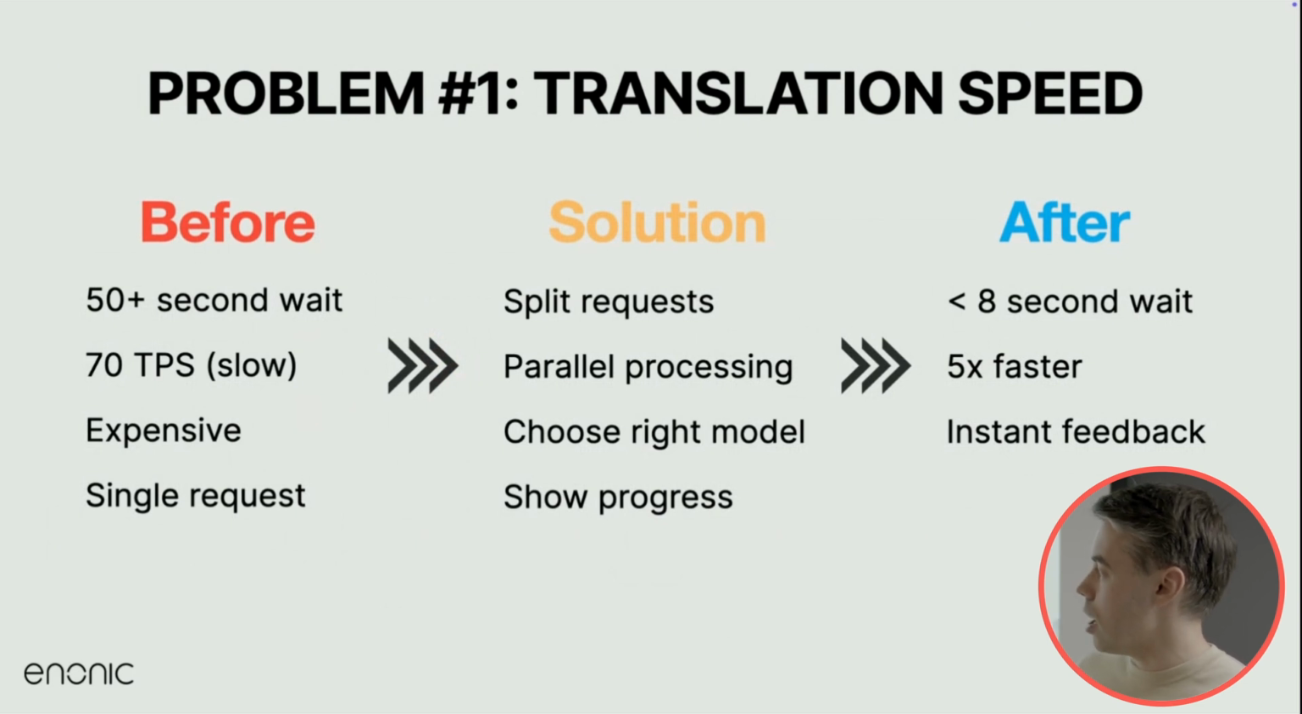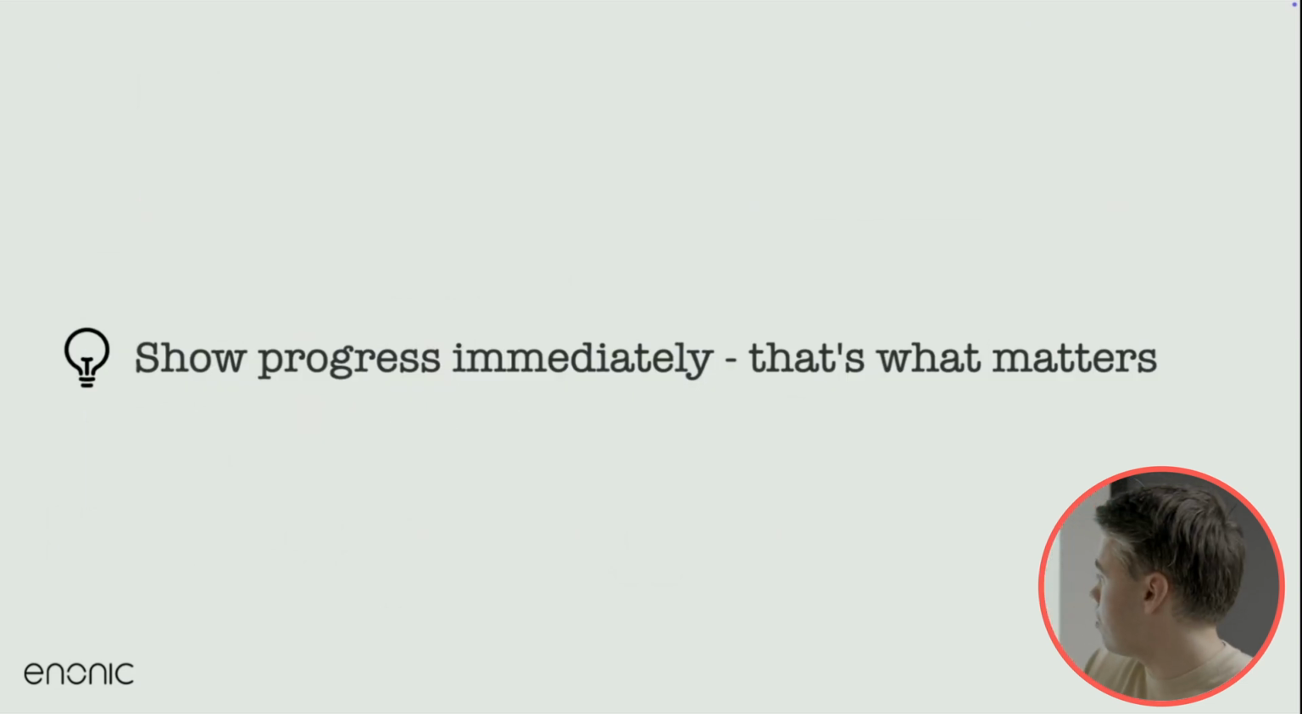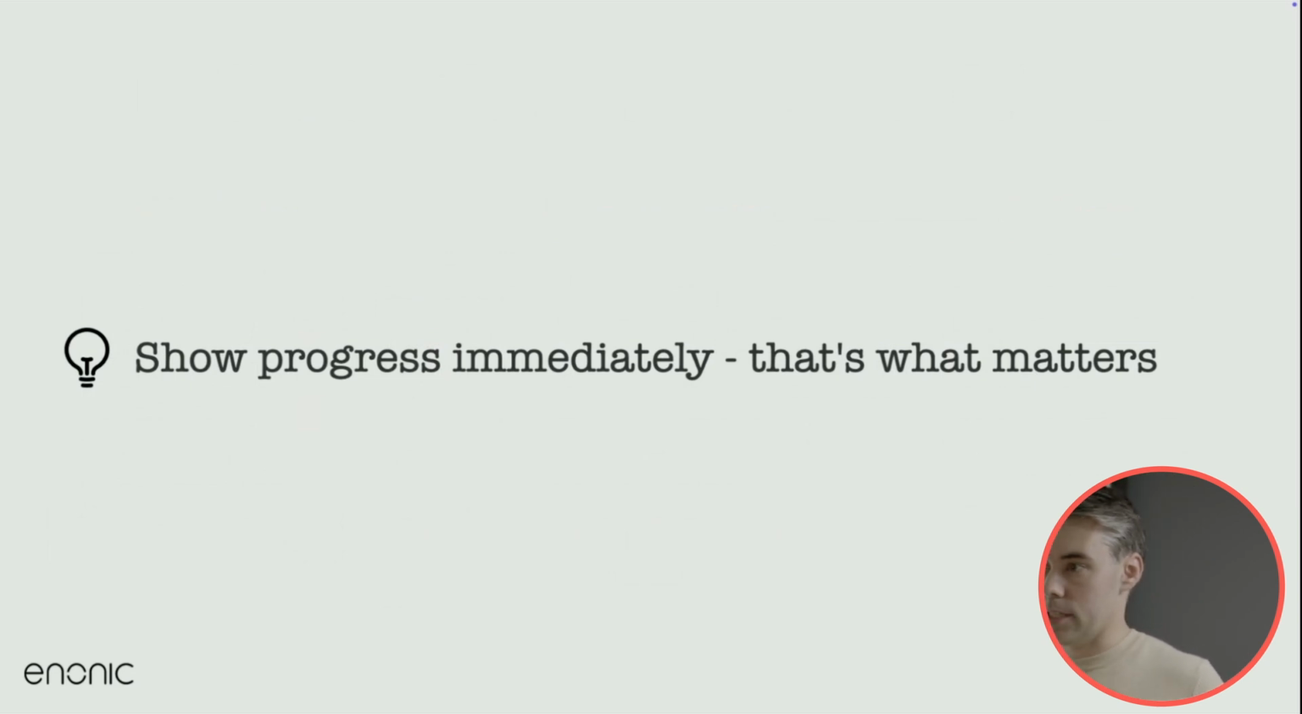As the result, the largest content, it's 2 pages of A4 of text, now takes less than 5 seconds to translate. And in general, the translation of large or medium content became 5 times faster. And the most important, now we can show feedback instantly and smoothly. So those are 2 main findings. They're pretty obvious, but you should show progress immediately. It really helps with the user experience.